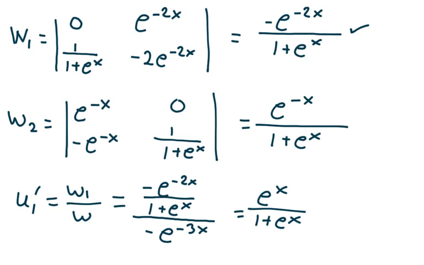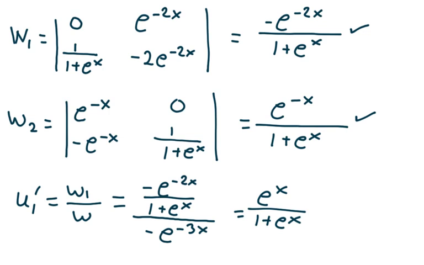W sub 2 is equal to the determinant of a 2 by 2 matrix, where in the first column, we have e to the negative x and its derivative. So in other words, we have e to the negative x, negative e to the negative x. In the second column, we have 0 and the function itself. So in other words, we have 0, 1 over 1 plus e to the x. So calculating W2, we have e to the negative x over 1 plus e to the x.